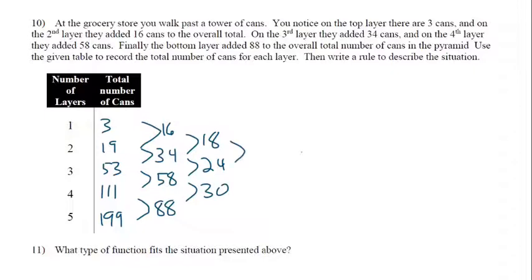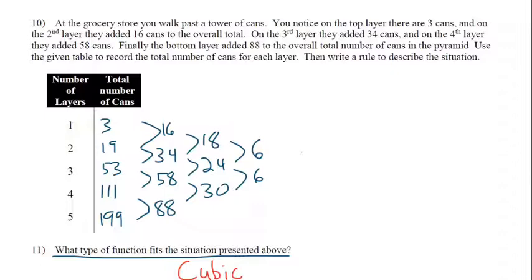24 minus 18 is 6. And 30 minus 24 is also 6. So this is cubic. So you can go ahead and answer number 11 real quick. What type of function fits the situation presented above? This one is cubic. You can go ahead and do that.